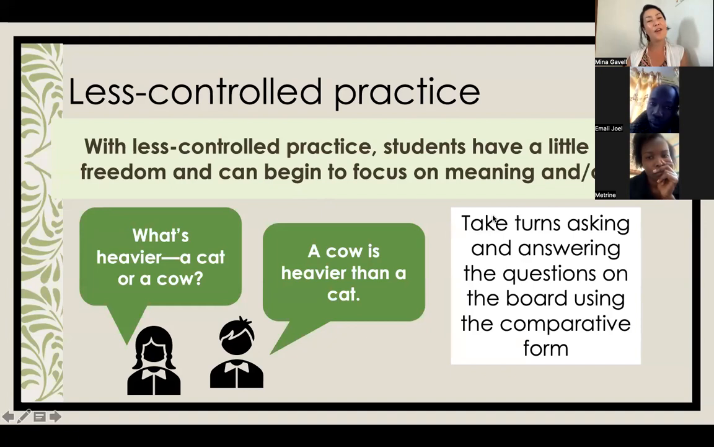So here, the control is given in the form of the question. The students aren't just comparing anything they want. The questions are up on the board, which things to compare. And so they're practicing asking and answering. Again, they have a little bit more freedom, but they don't have complete freedom here. They are able to focus on both form and a little bit on meaning.